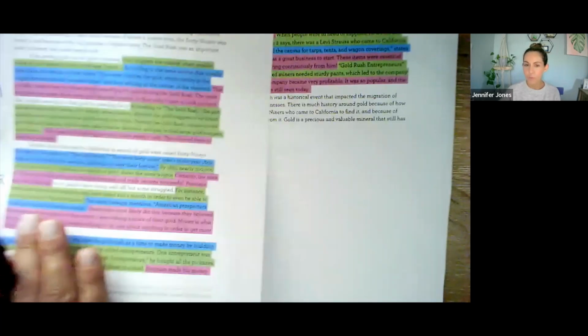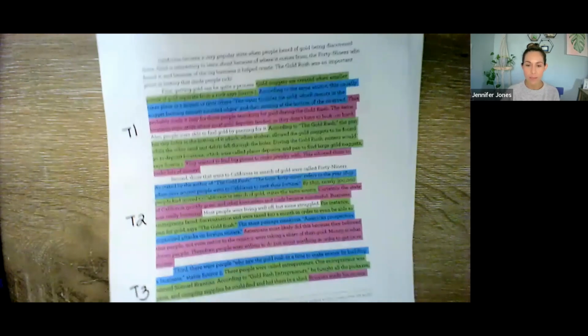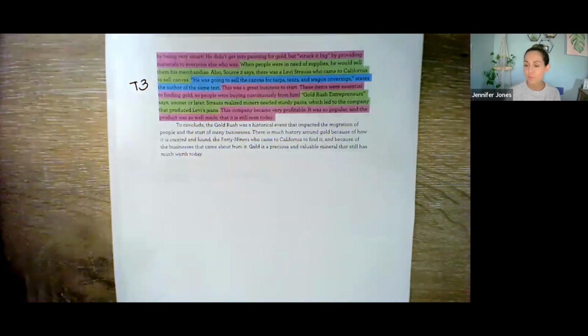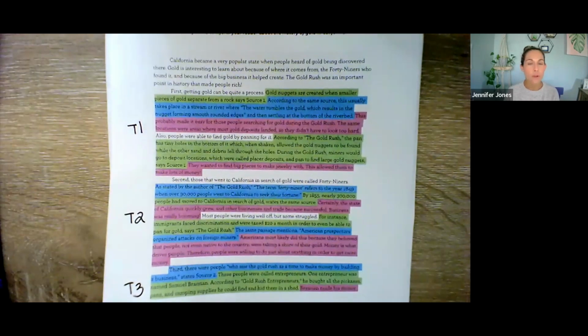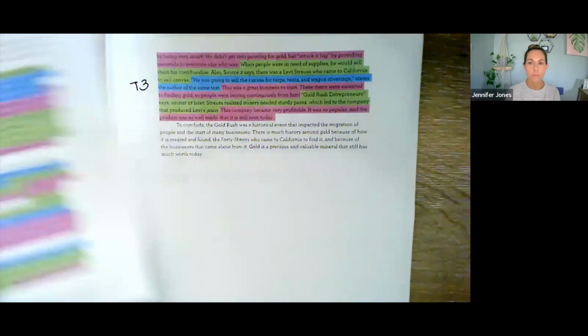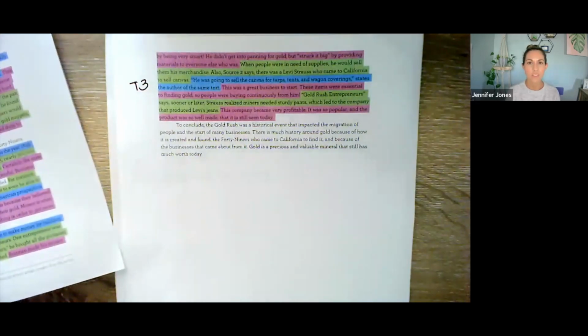Now, when you look at this essay as a whole, and let me see if I can show you page 1 and page 2 at the same time. Page 1 and page 2. Would you say there's about the same amount of blue, pink, and green in the essay as a whole? Or do you think there's more of one color than the other? There's about the same, isn't there?